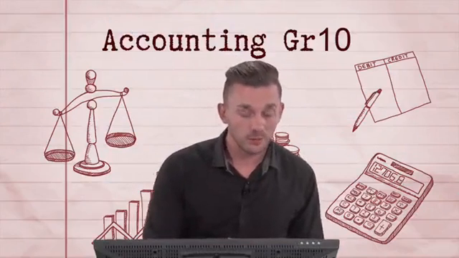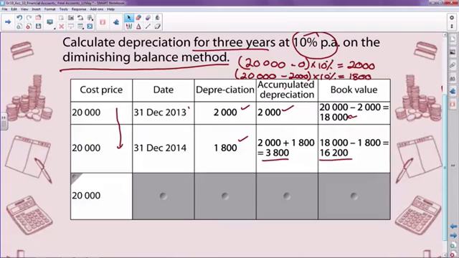Okay guys, I know you got this right. So let's look at it. The cost will be 20,000 because that's what you've paid. What is your next year? The next year will be 31 December 2015.